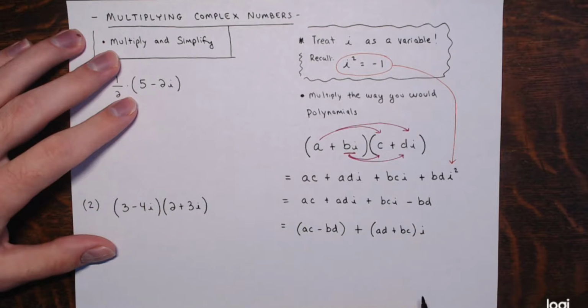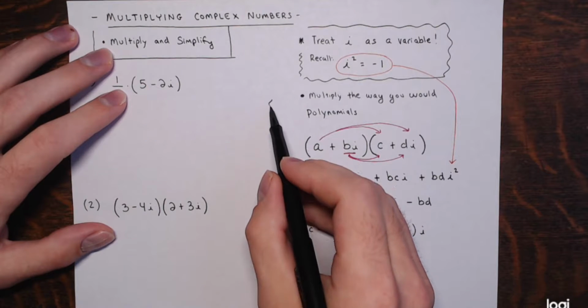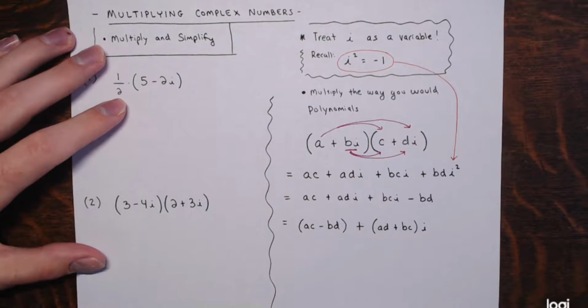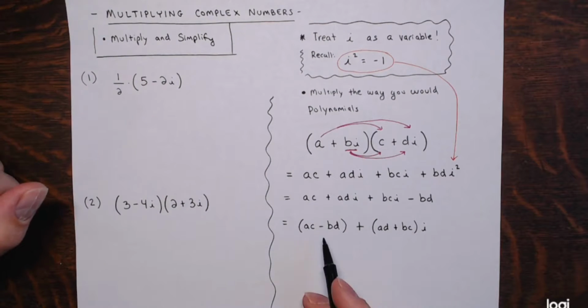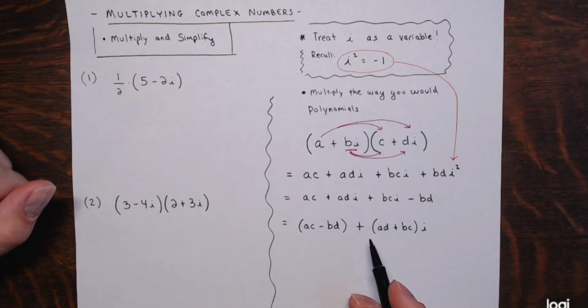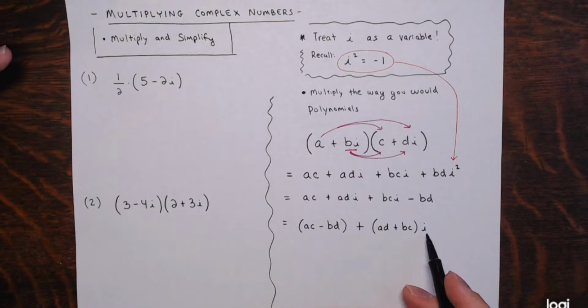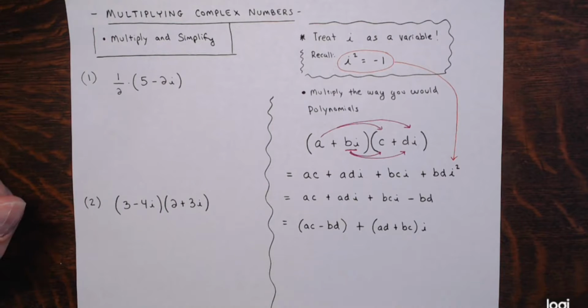times i, right? And this is our final result, right? When multiplying two complex numbers in standard form. And again, your final result should also be in standard form, a real number plus a real number times i, right? A real number plus an imaginary number.